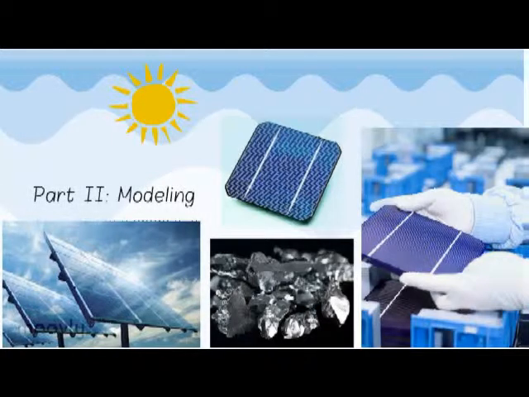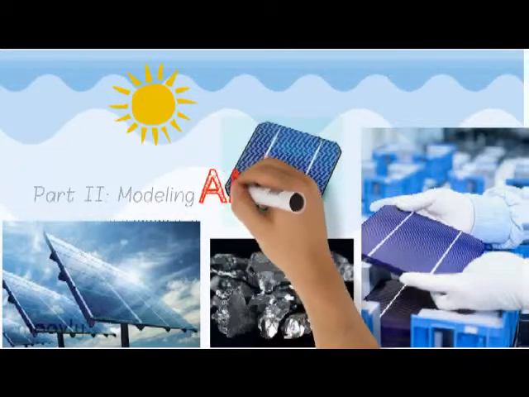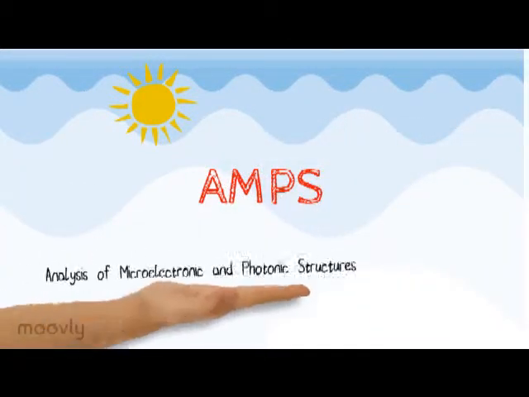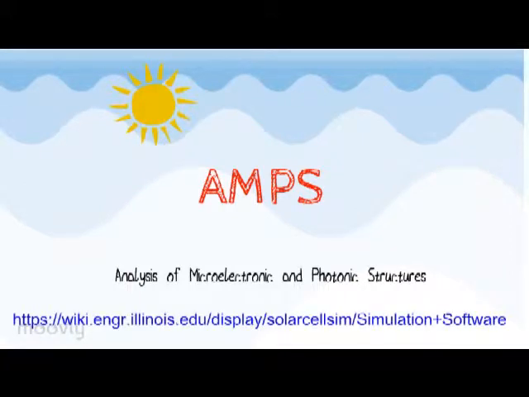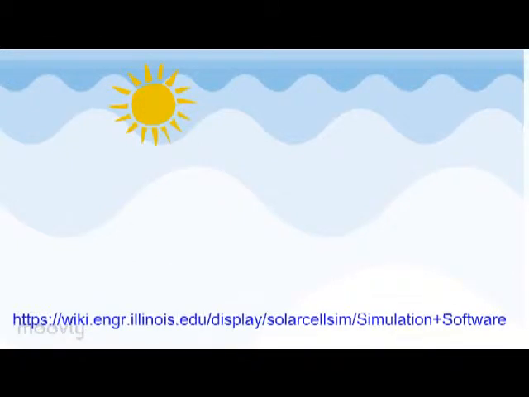In Part 2, we will explore the impact of defect parameter inputs in a solar cell modeling software called AMPS. AMPS stands for Analysis of Microelectronic and Photonic Structures. The free version that I will be using can be found at this website shown here.